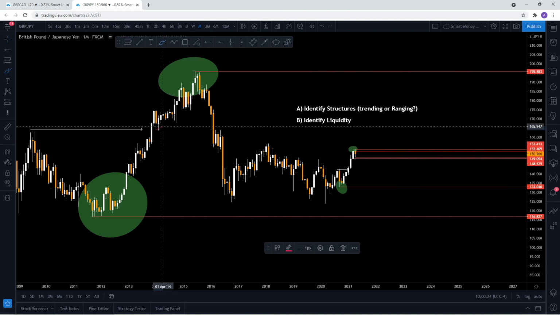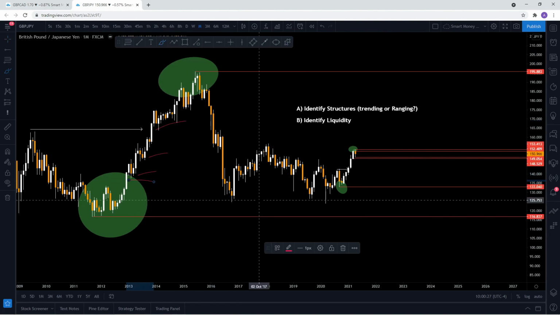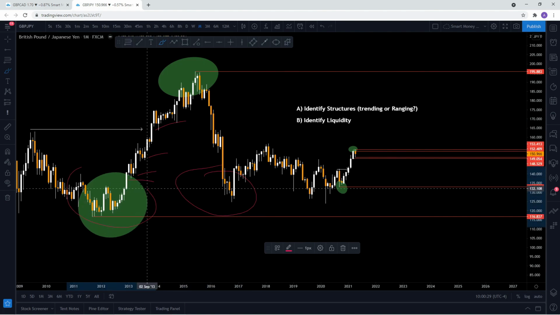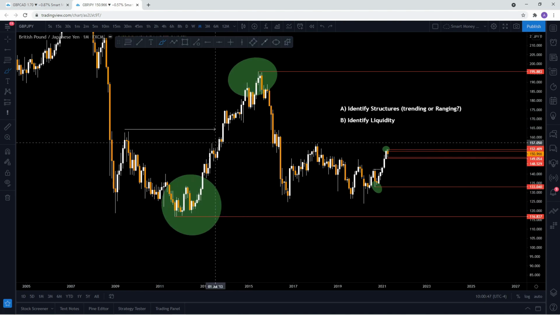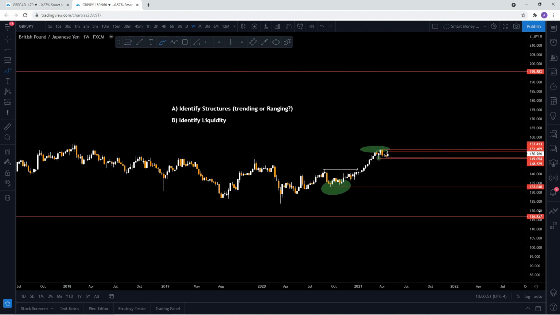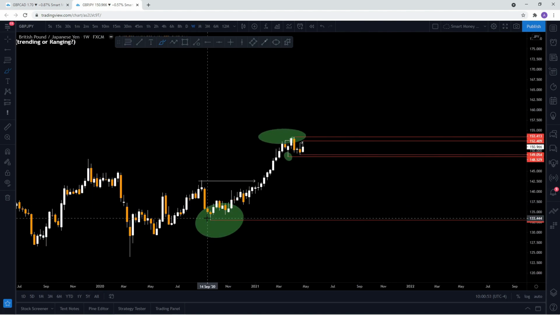All these lows that were internal liquidity were already taken, and price now is in a discount level where smart money previously accumulated orders. Okay, so in terms of liquidity, we have already taken all the lows that were inside of the range. Now going into the weekly chart, remember that the weekly range is between this low and this high.